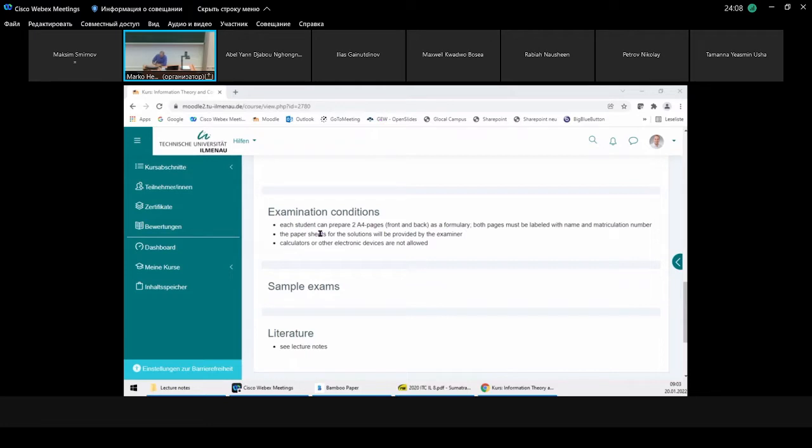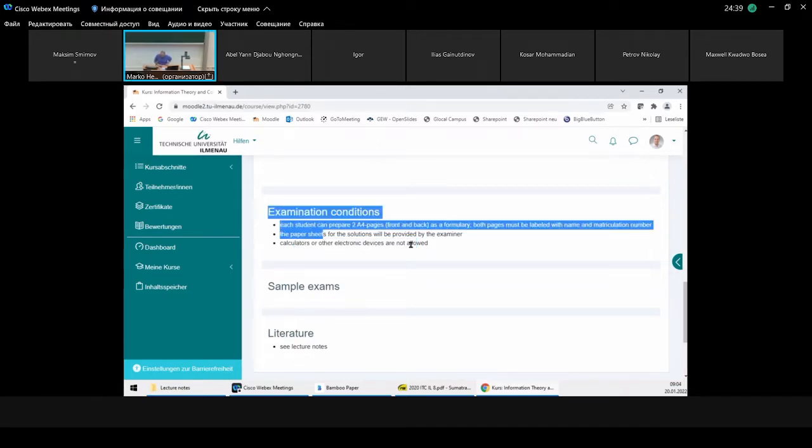So I just was talking about the exam conditions. You are allowed to use 2 pages A4, front and back. So at the end you have four pages basically, where you can write down the important formulas. And yes, you are not allowed to use calculators, and they won't help you. Do you have questions related to the examination conditions?